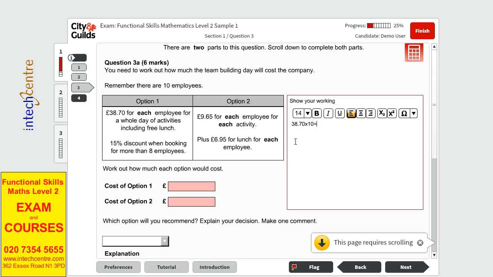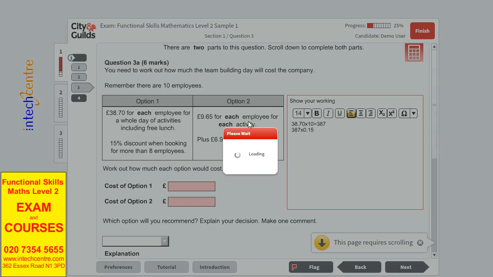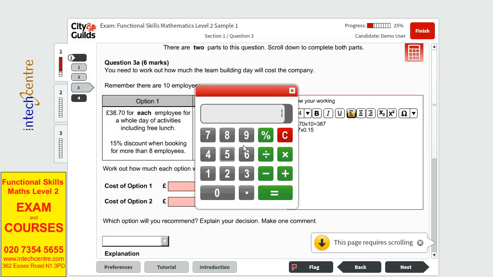Times 10, we will have 387, and then we'll have to find the percentage discount. So we have 387 times 0.15, because we have to convert the percentage to decimal. So we do 15 divided by 100, you'll get 0.15 times 387 will give us 58 pounds and 05 pence.